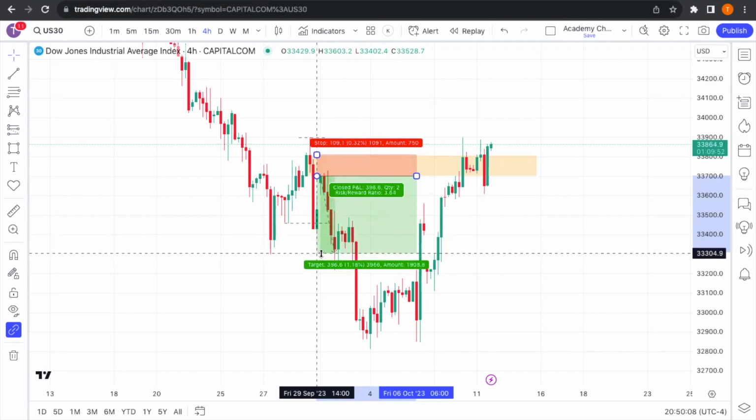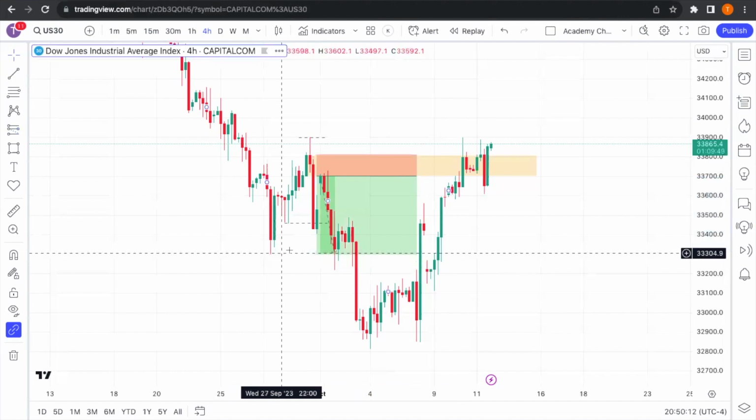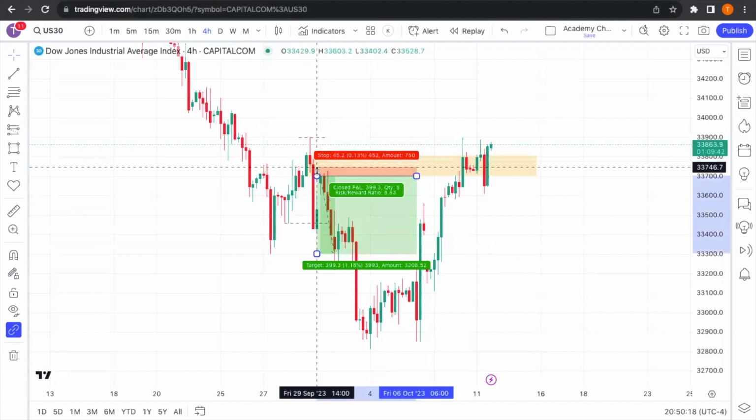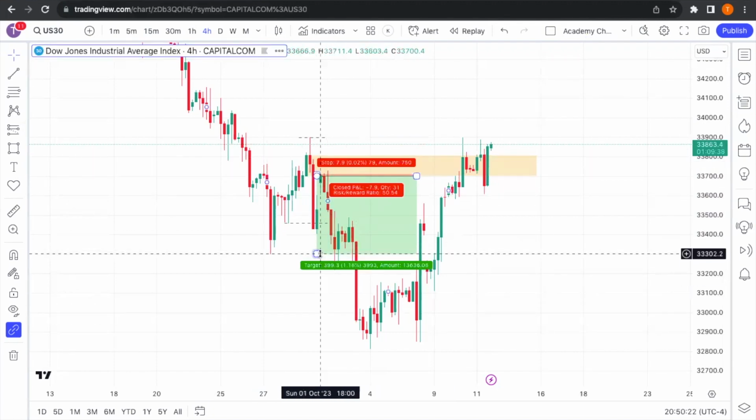So we aim for the next one. I'm looking at this level right here. Right, that's our 3-to-1. We can start taking profits there. Then our stop goes to break even, and we have a runner.